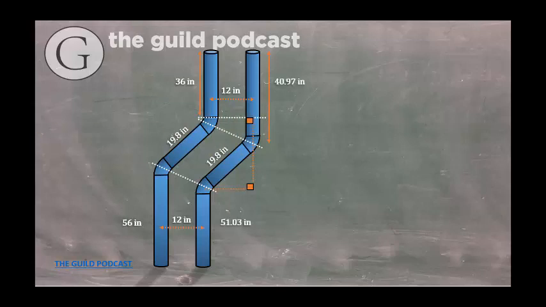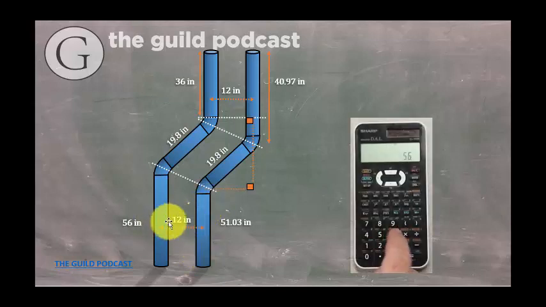And so moving down here, I can just take that distance that I figured out up here. Because it's going to be the same down here, I'm going to subtract it from this number here, because I want to know the length of this one. And just looking at it visually, you're going to know that it's shorter. So I'm going to subtract the 4.97 from my 56, and I'm going to end up with 51.03 inches.